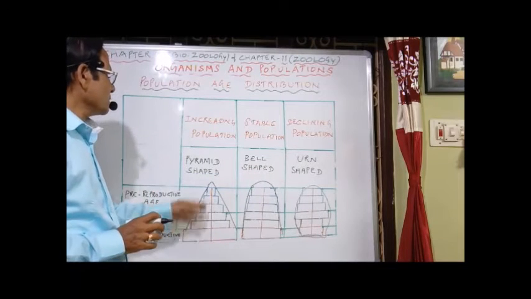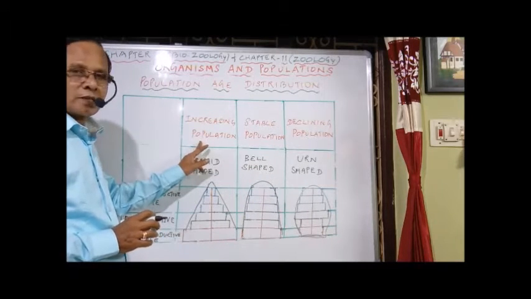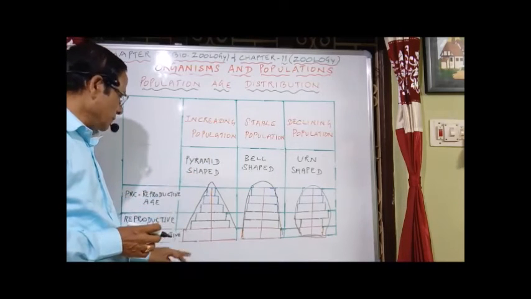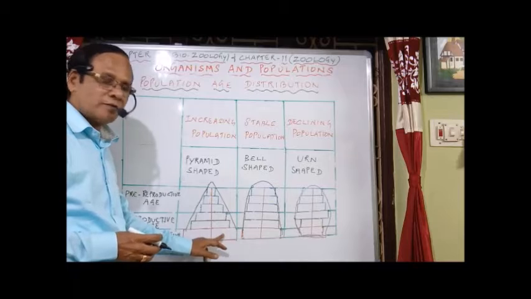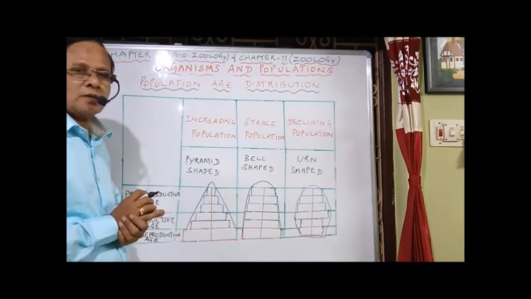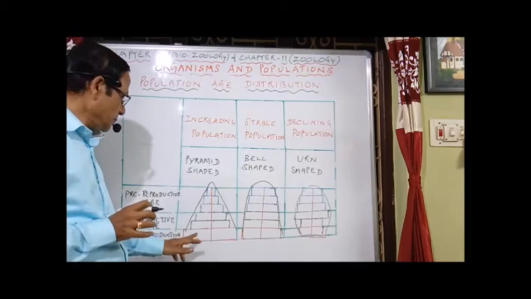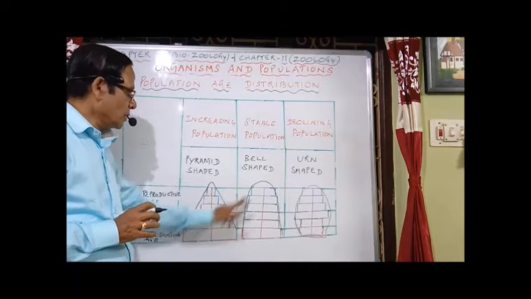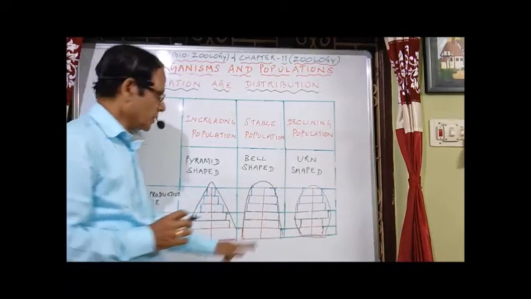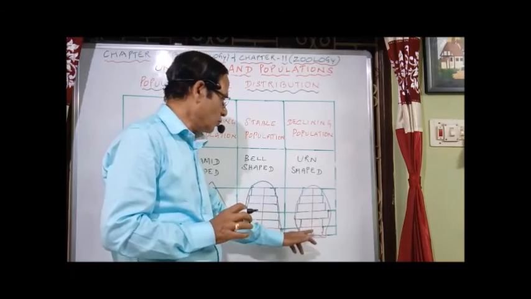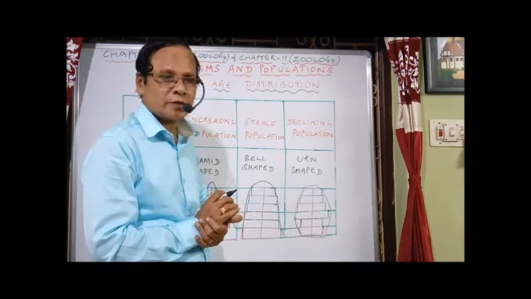In the first category, we have an increasing, expanding or growing population. It is of pyramid shape. We have more younger individuals and the least number of older individuals, the post-reproductive ones. In the bell shape, the pre-reproductive individuals are more, and all are equally distributed. In the urn shape, the post-reproductive individuals are more in number than the pre-reproductive individuals.